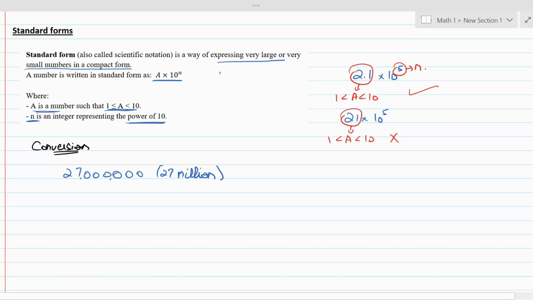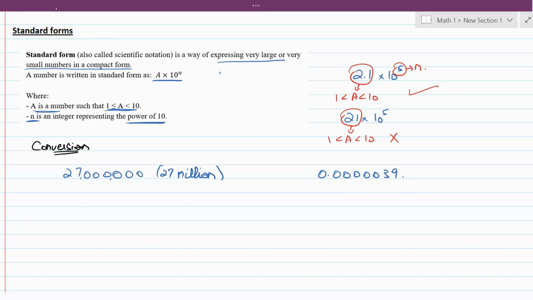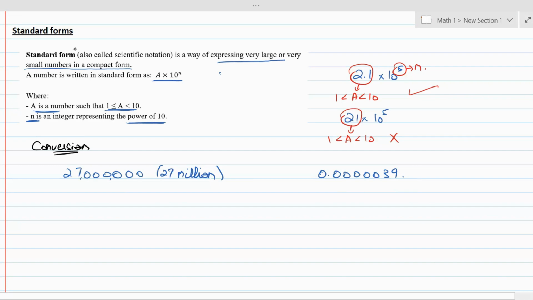And for a very small number, you can consider 0.0000039. All right, so these are the two numbers for us. And the conversion means we have to convert these ordinary numbers into the standard form. So the rule of thumb is to maintain this standard form, we have to focus on the decimal. For this big number, when there is no decimal, that means the decimal is there at the end. And we have to shift the decimal in a way that we may get the number as a number between 1 and 10.